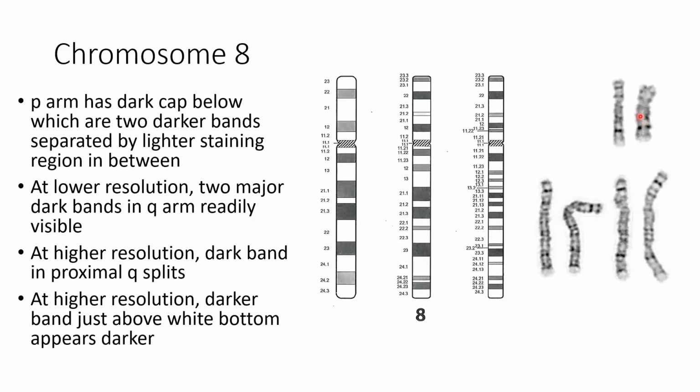And then in the Q arm, we've got a region that has some dark bands in there, but it's not nearly as darkly stained as this region and this band right here. And then 8Q ter should be extremely light.